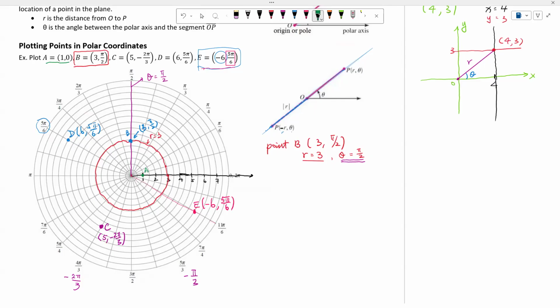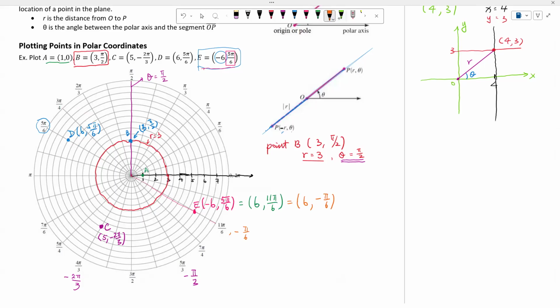Now, one thing is, this point E right here is also equal to, if I look at these locations, 6, 11 pi over 6. It is also equal to 6, negative pi over 6, okay? Because this angle is also negative pi over 6 as well.